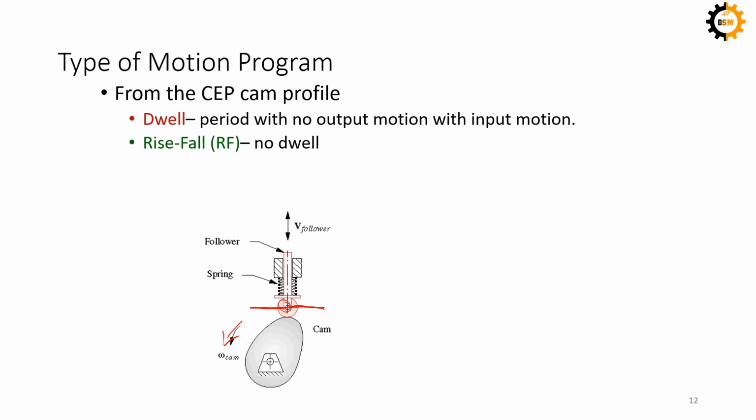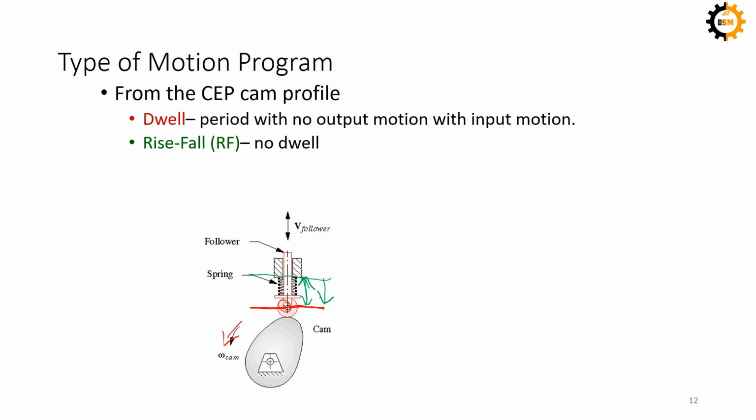So the next option is the rise. It is not a dwell motion, so it means that the follower has to move. And this is another profile, which means that there will be rise and fall. So rise and fall means that in this particular segment, there will be a rise in the follower, and then after some time, so rise means it is moving up, and after some time it will fall.